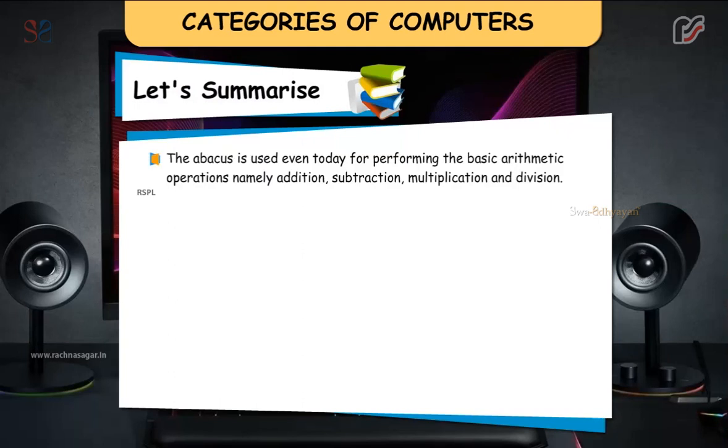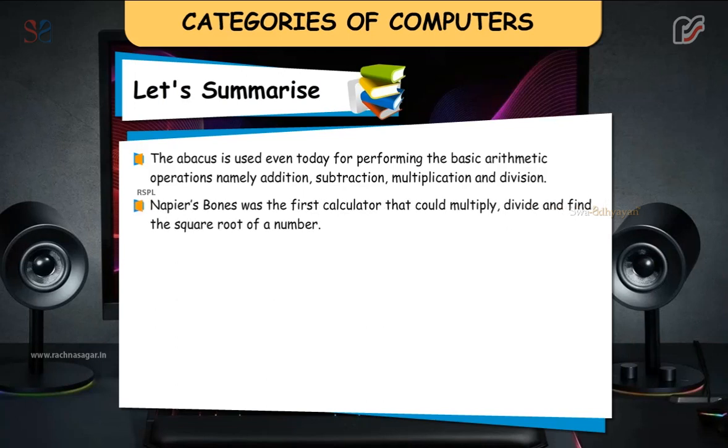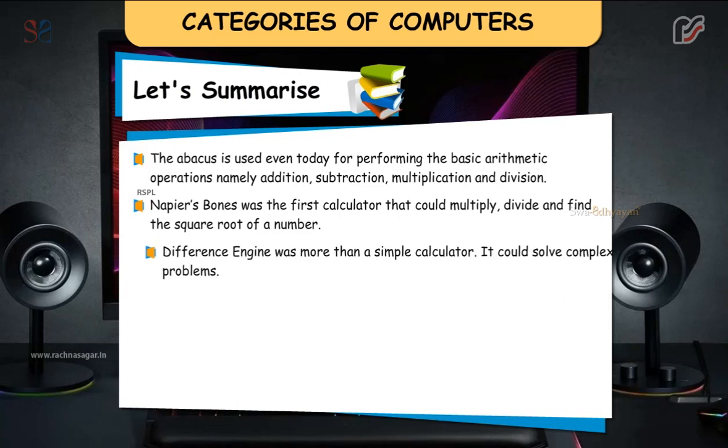Let's summarize. The abacus is used even today for performing the basic arithmetic operations, namely addition, subtraction, multiplication, and division. Napier's Bones was the first calculator that could multiply, divide, and find the square root of a number. The difference engine was more than a simple calculator. It could solve complex problems.